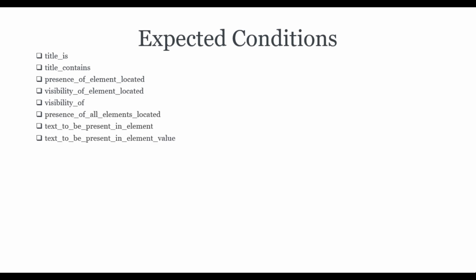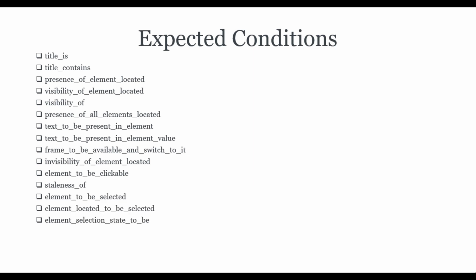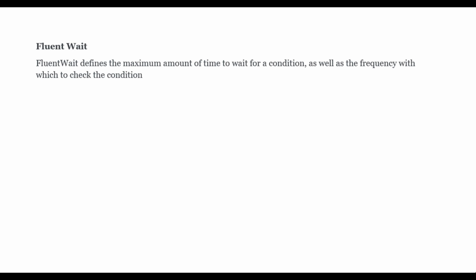There are some expected conditions available, like title contains, presence of element, right? All these conditions are available. Based on the condition requirement, we can apply our conditions. Next is the fluent wait. Basically, fluent wait defines the maximum amount of time to wait for a condition, and we also need to provide the frequency with which it will check the condition.